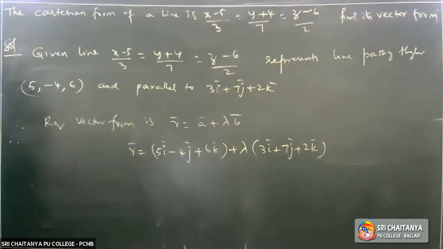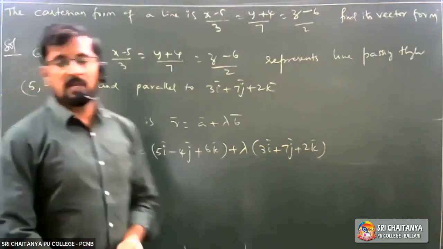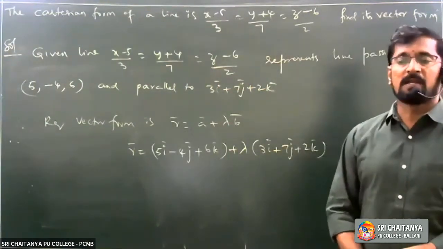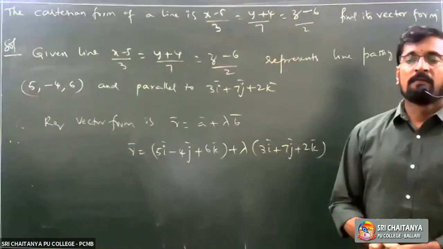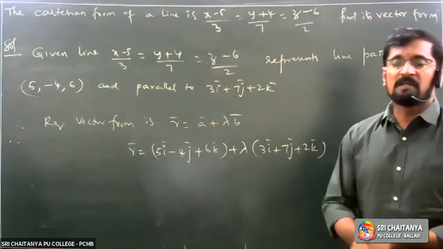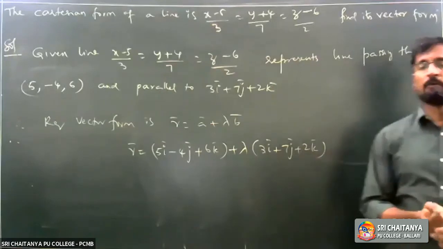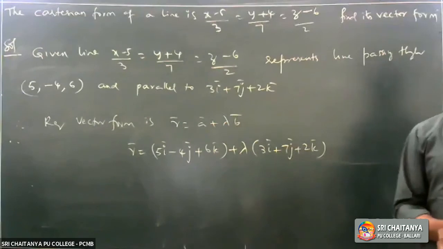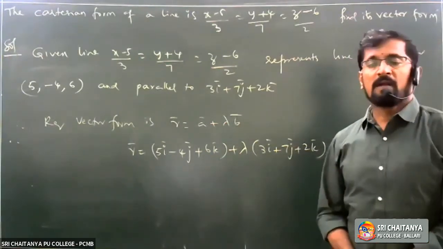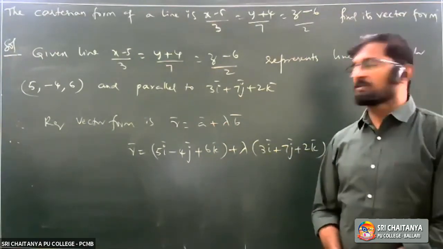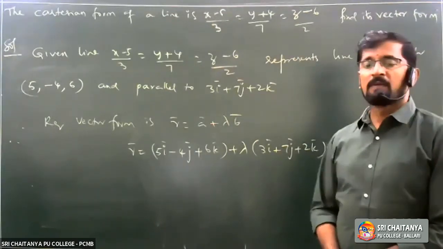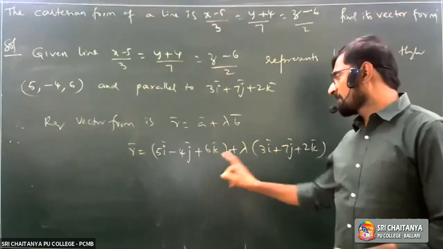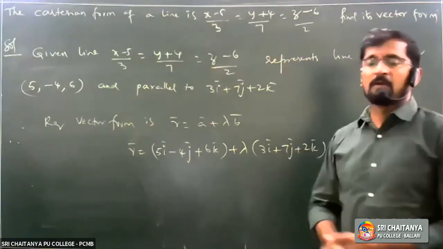You should compare the given line with x minus x1 by a is equal to y minus y1 by b is equal to z minus z1 by c, where x1, y1, z1 is equal to 5, minus 4 and 6, and a, b, c is equal to 3 comma 7 comma 2, right? Required form is r bar is equal to a bar plus lambda b bar, which means r bar is equal to this plus lambda into b bar. Over. Copy this one.